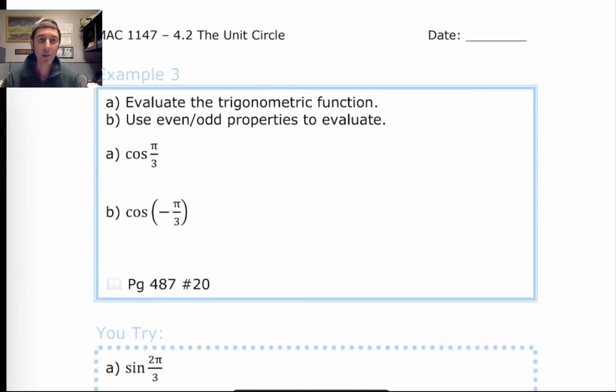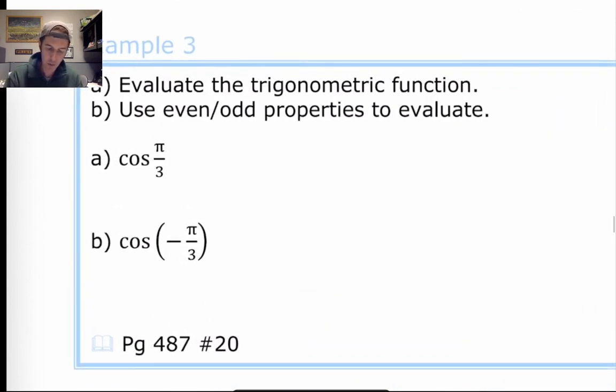Here we go. We get to see them in action. Evaluate the trig function and then use even and odd properties to evaluate part B. So what's the cosine of pi over 3? Here's another great opportunity for us to practice a speed quiz question. The cosine of pi over 3 is, give me just one moment.